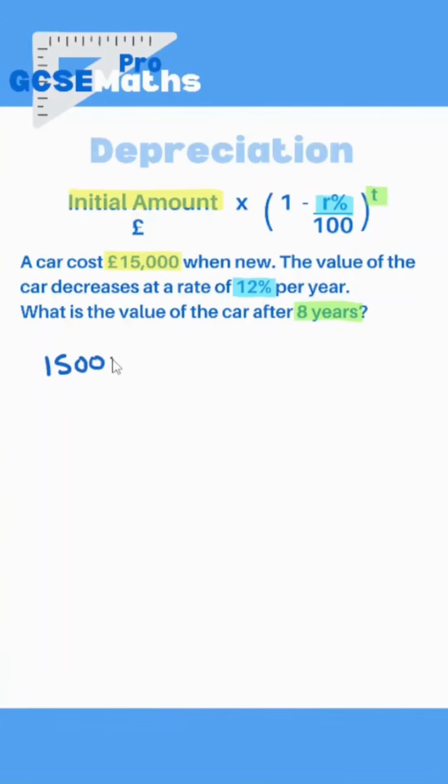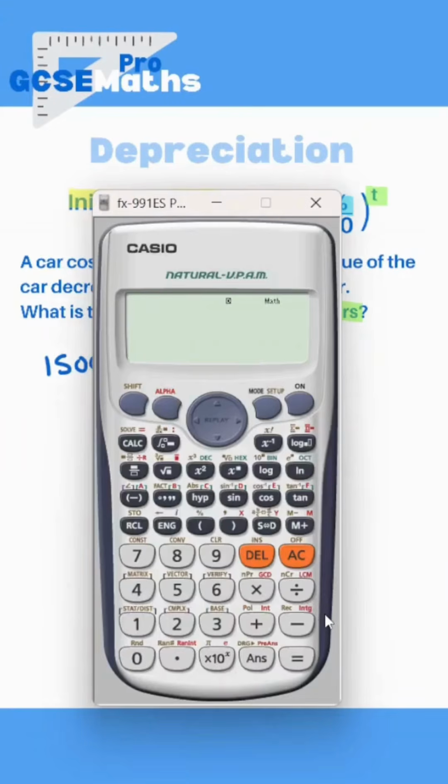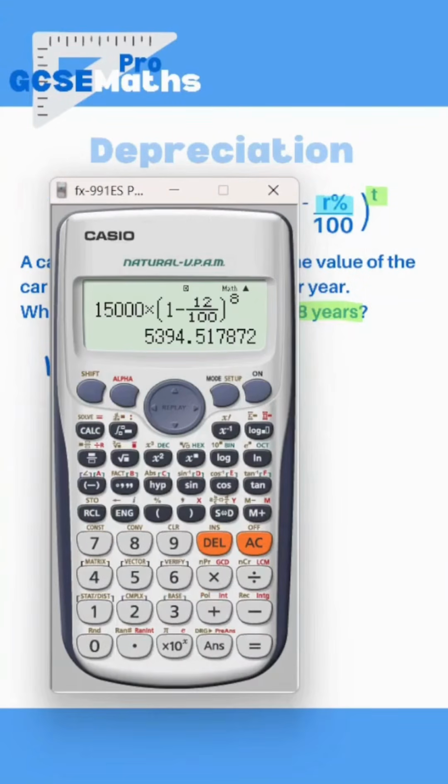So 15,000 times by 1 minus 12% over 100 to the power of 8. And that's what I'll put in my calculator. I'm going to round it to 2 decimal places. If they tell you how to round it, obviously round it that way. But in this case, because it's money, I'll just leave it to 2 decimal places.